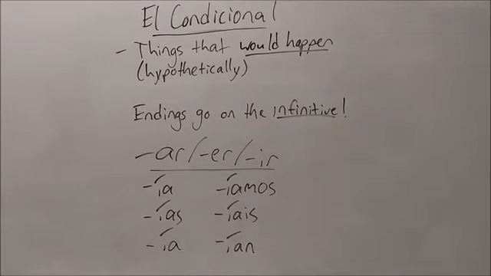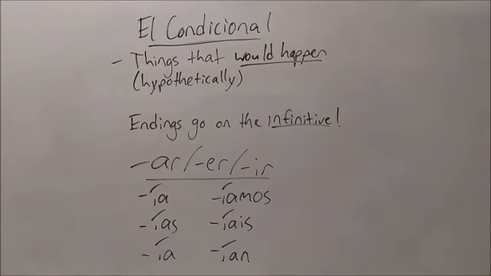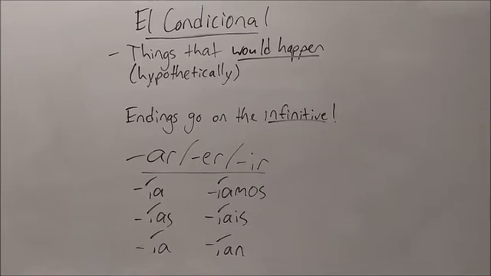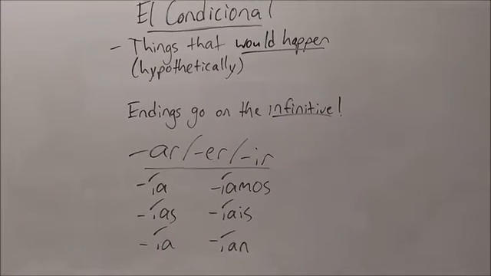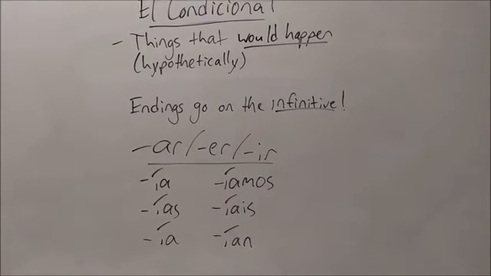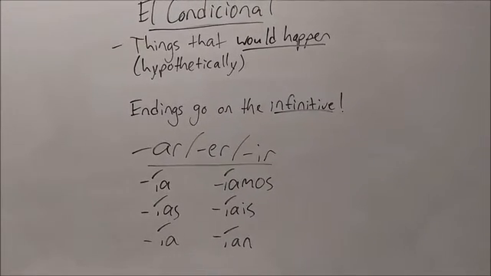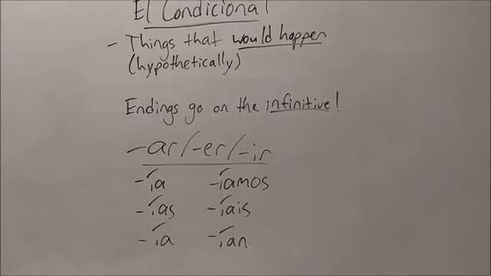Next we have el condicional, which is the conditional, and that's used to express things that would happen hypothetically. Just like in the future tense, the endings of the conditional go on the infinitive. Otherwise, you're just conjugating in the imperfect and you'll confuse people. All the endings are the same for AR, ER, and IR. It's ía, ías, ía, íamos, íais, ían.